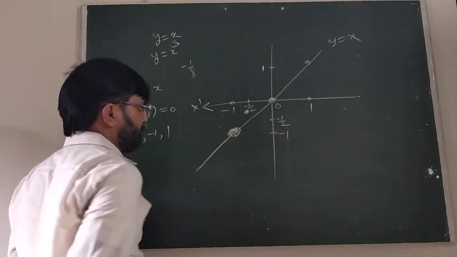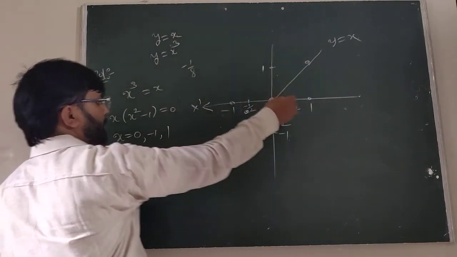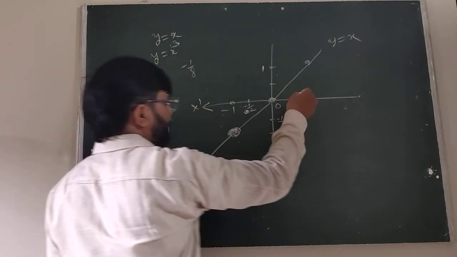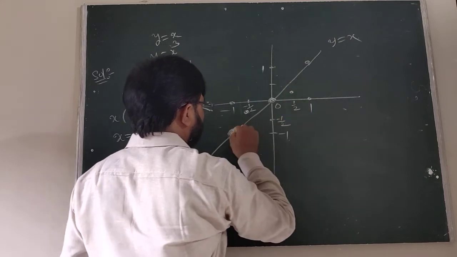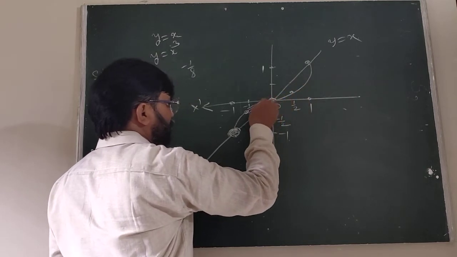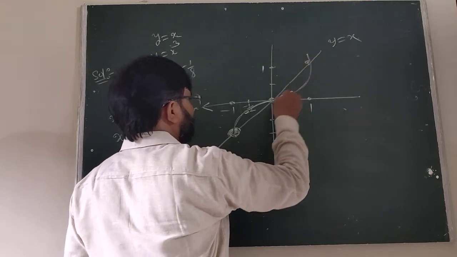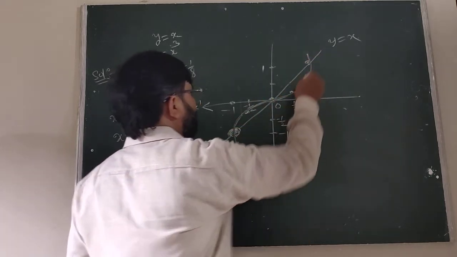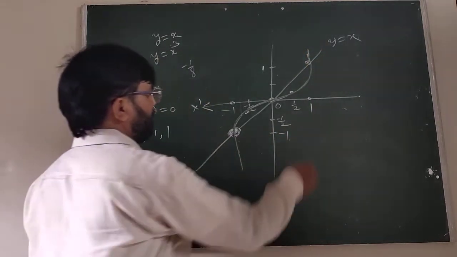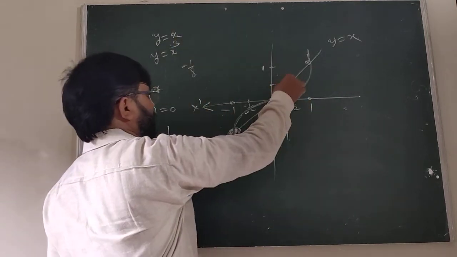After that, when we take 1 by 2, 1 by 2 whole cube is 1 by 8, which is about 0.1. Dear students, we can observe this is the graph of y equal to x cube. Okay, understand? Here when we take x equal to 1 by 2, that is 0.5, 0.5.